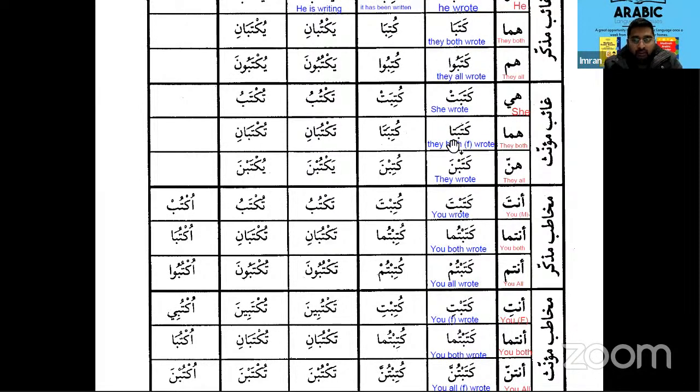And then when we make the dual, the ta with a sukoon comes as a sign of feminine, and the alif is the sign of dual. So huma katabata.